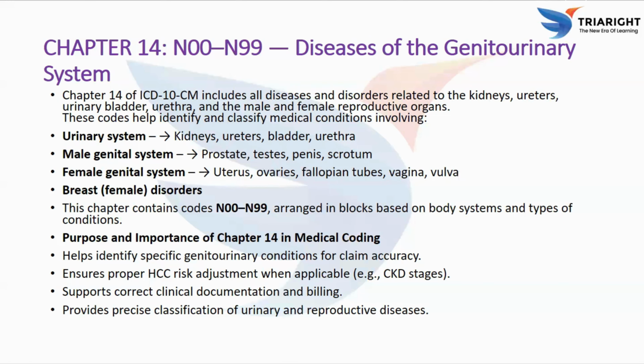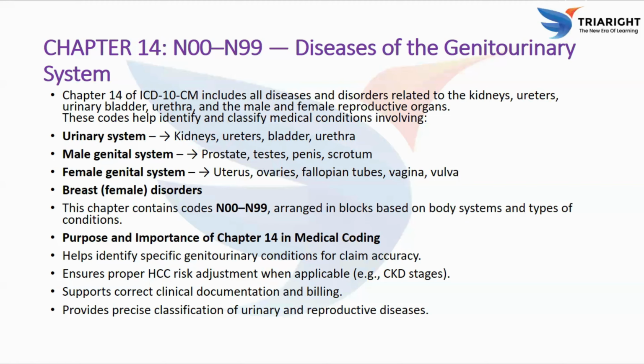So what are the breast disorders? This includes female breast diseases such as mastitis, fibrocystic breast disease, breast lumps, and breast cancer. So what is the ICD-10 code range in this chapter? Codes N00 to N99. They are organized into blocks based upon location and condition type.